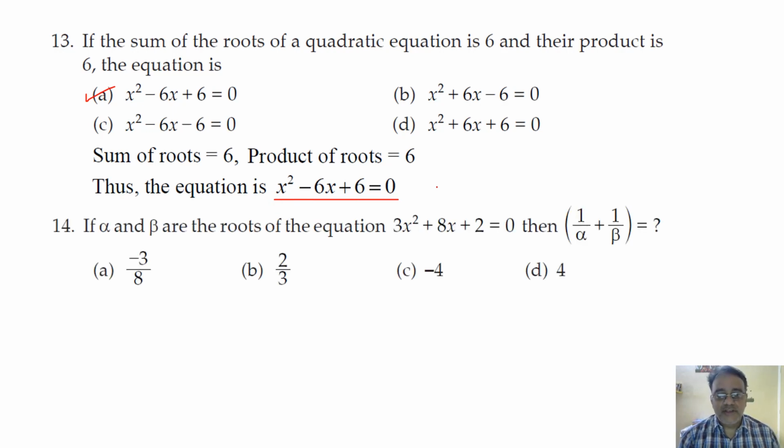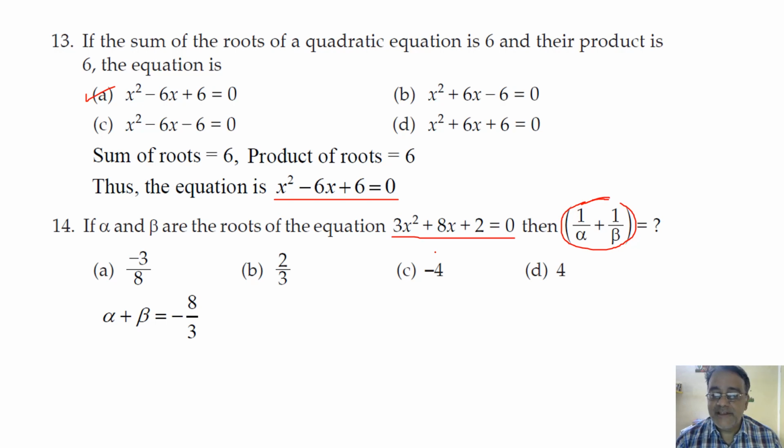Now 14th question. If alpha and beta are the roots of the equation 3x square plus 8x plus 2 is equals to 0, then find the value of 1 upon alpha plus 1 upon beta. So first we will find alpha plus beta and alpha into beta, right? So what is alpha plus beta? Minus 8 by 3. Minus b by a फॉर्मूला होता है. So यहाँ पे b 8 है और a 3 है. So we are getting minus 8 upon 3.